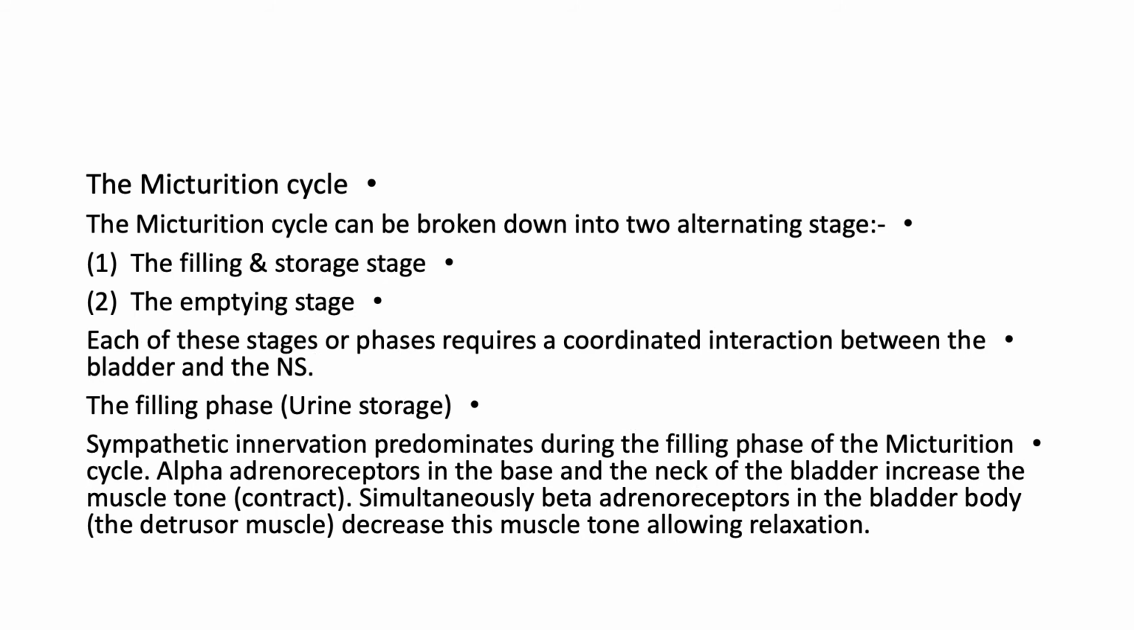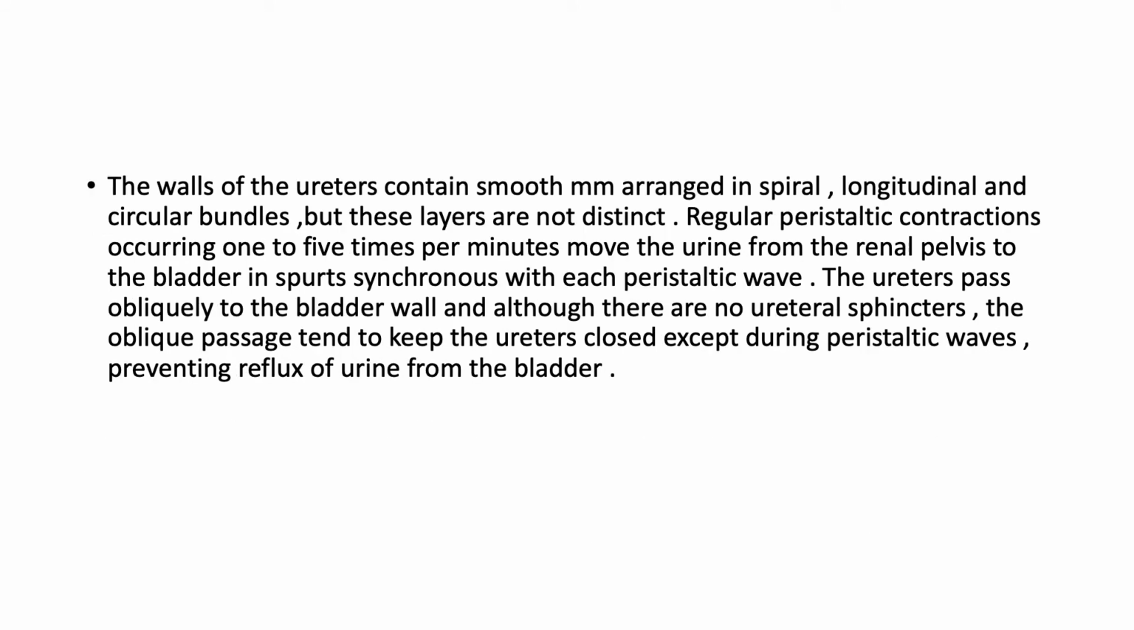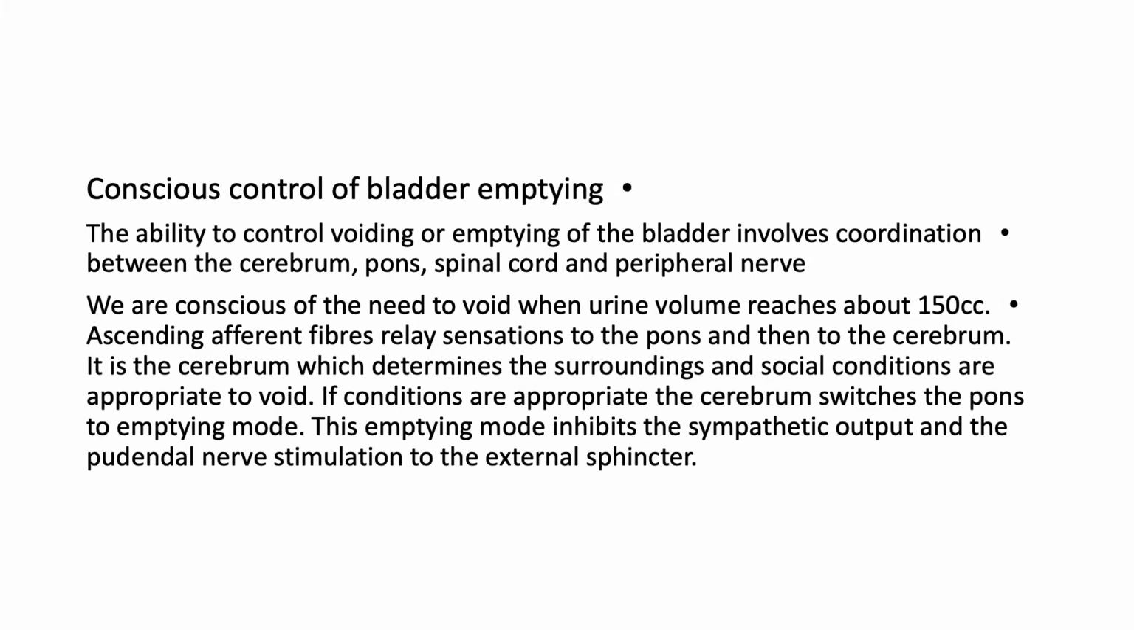So we talk about the cycle of the urine filling, then storage, and then emptying. How does this conscious control of the bladder occur? It occurs by the intact coordination between the bladder and its peripheral nerve supply, sympathetic nerves and pudendal nerve, and the spinal cord and the brainstem and the cerebrum.